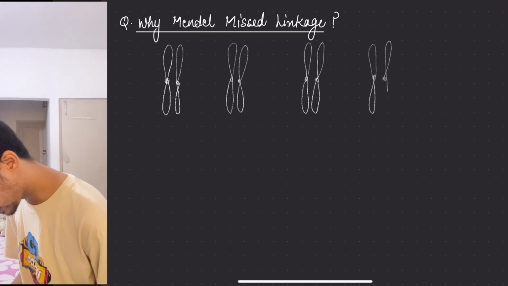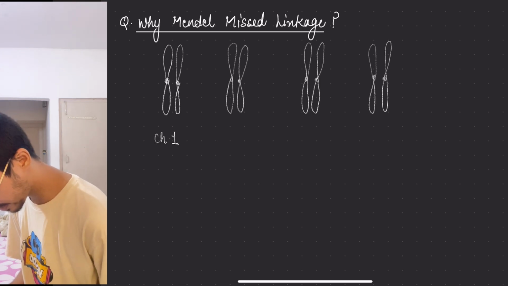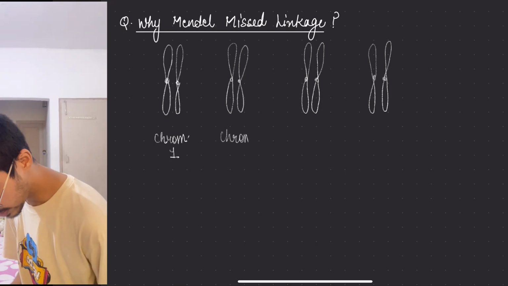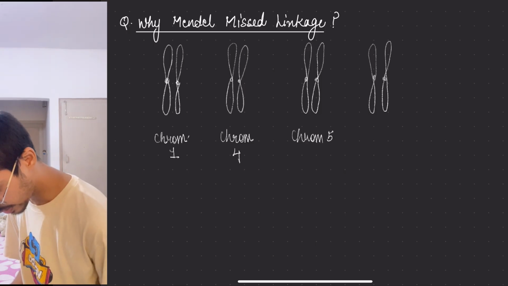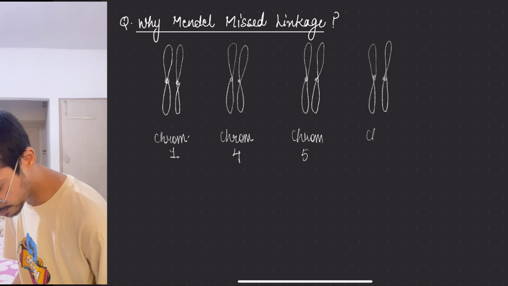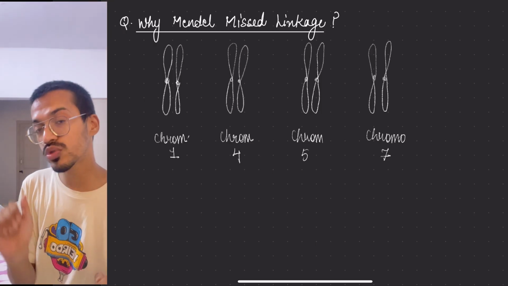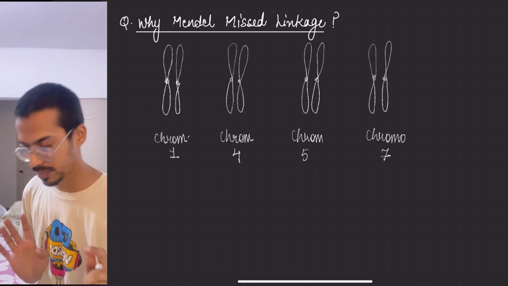So this is what? This is chromosome number 1. Okay, completely I will write. Chromosome number 1. This is chromosome number 4. This is chromosome number 5. This is chromosome number 7. Okay, so these are the chromosomes on which the 7 characters were present.